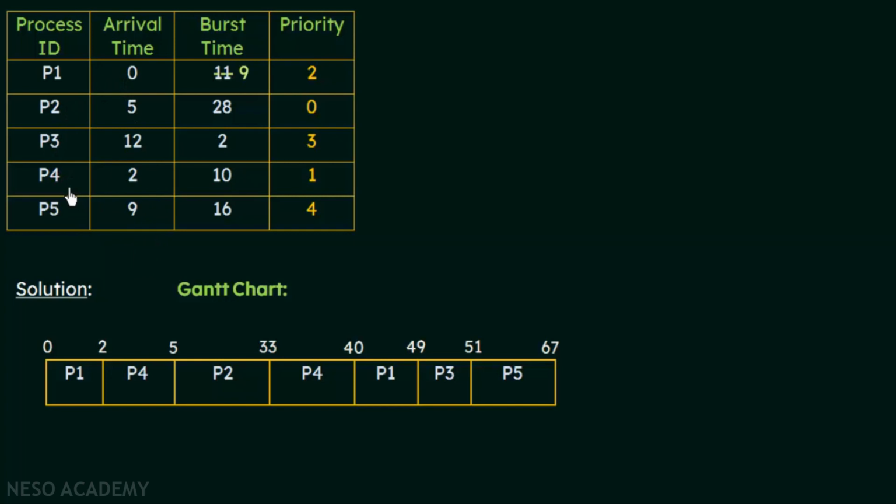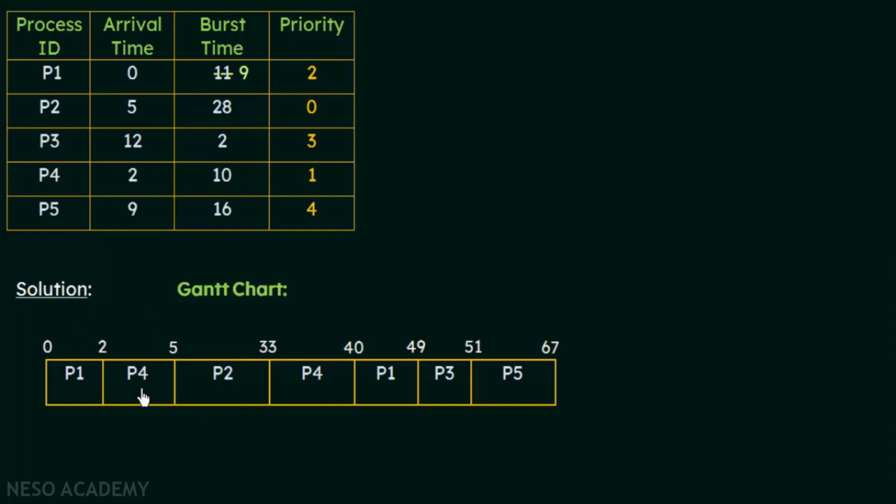So what is the next arrival time that we have after P4? It is P2, which arrives at 5 milliseconds. P2 arrives at 5 milliseconds and let's check the priority of P2. It is 0. So 0 is the highest priority that we have. So the priority of P2 is higher than that of P4, which was currently executing. So what will happen? P4 will also be preempted and P2 will get the CPU. The CPU is taken away from P4 and P2 gets the CPU for its execution.